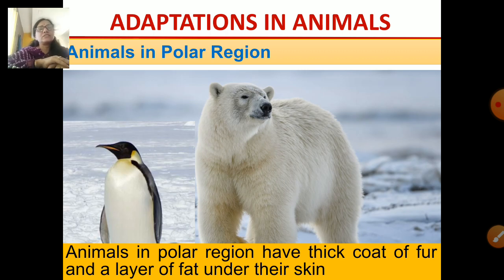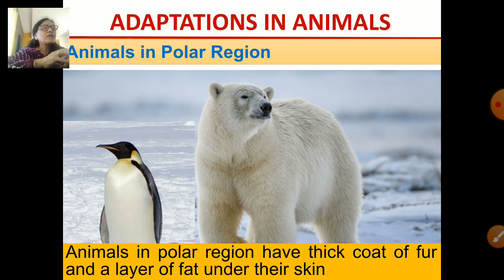Another animal which is adapted to live in the polar region is the polar bear, as you see in the picture. And what are the adaptation of the animals to live in the polar region? It is the thick coat of fur. It has got fur all over its body, which protect it from the cold climate, right?